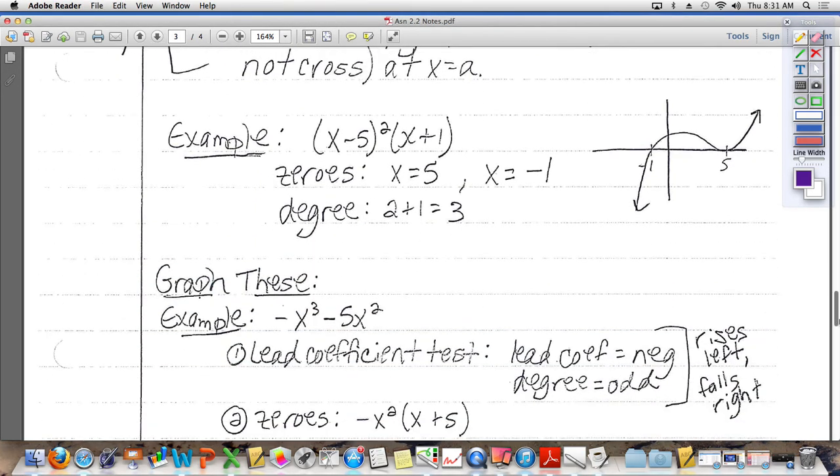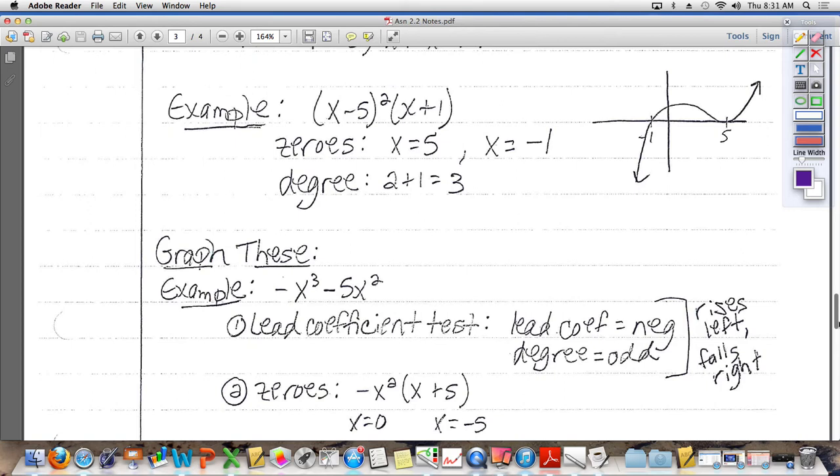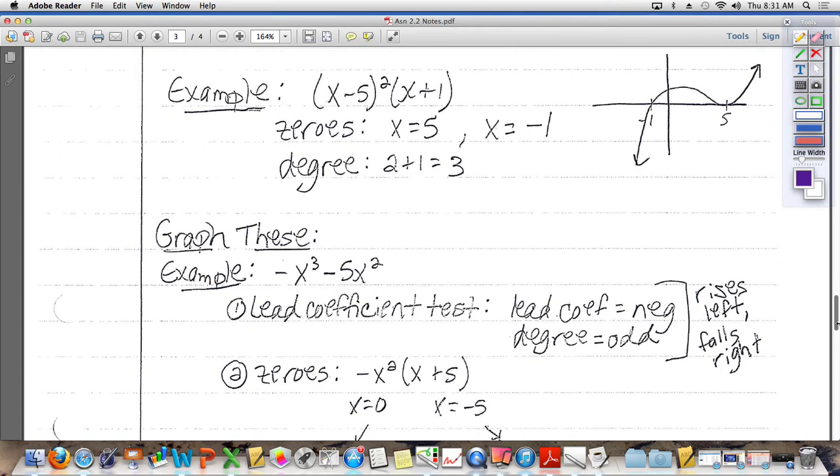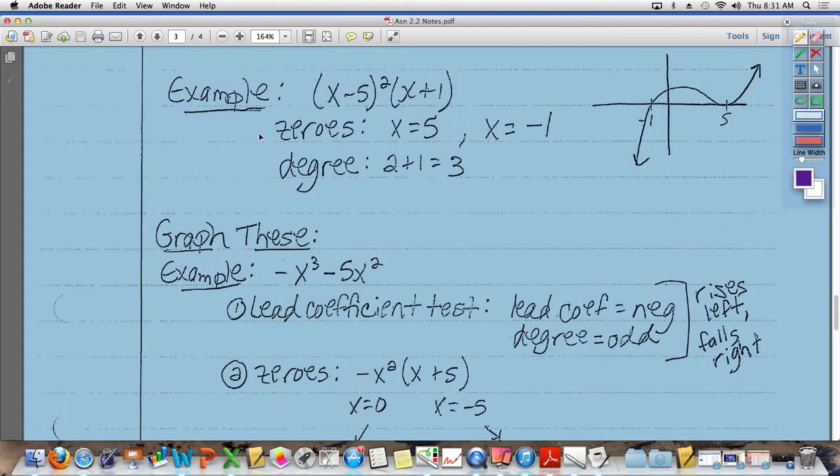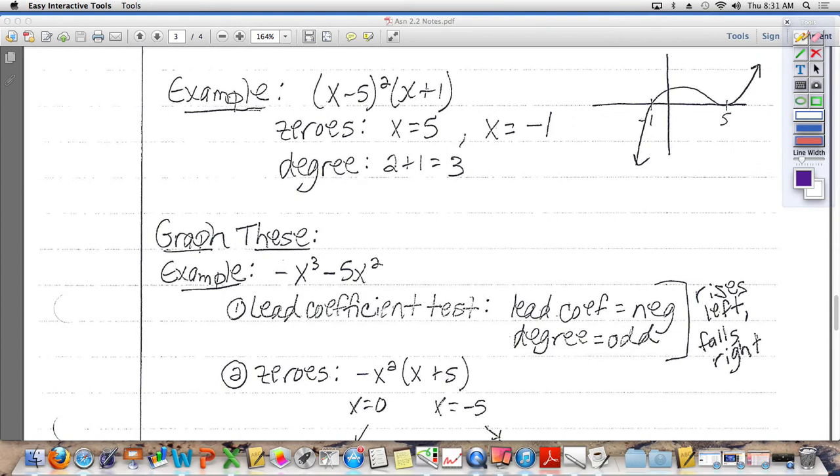We'll try an example. I wrote one of them out for you, but then the next couple we're going to try together. All right. Example, x minus 5 squared times x plus 1. We have zeros. We have zeros where? We have zeros at 5. Would you agree? X minus 5 squared gives us 5. And then we also have a 0 at negative 1. Are any of them repeated? Five. The 5 is repeated.